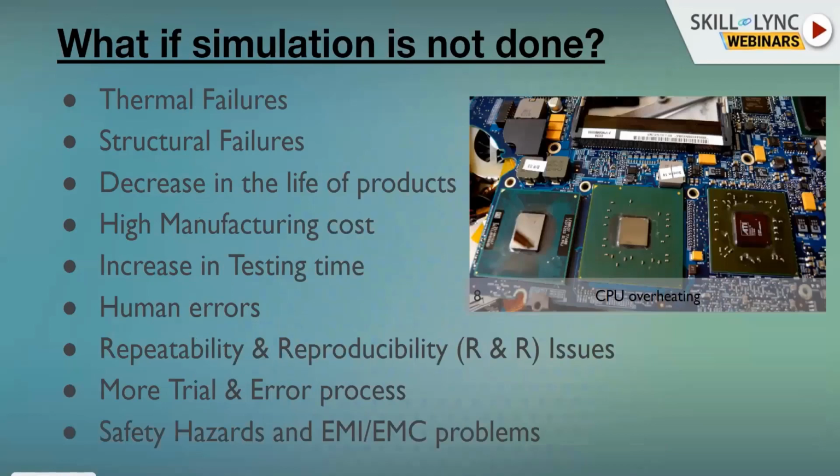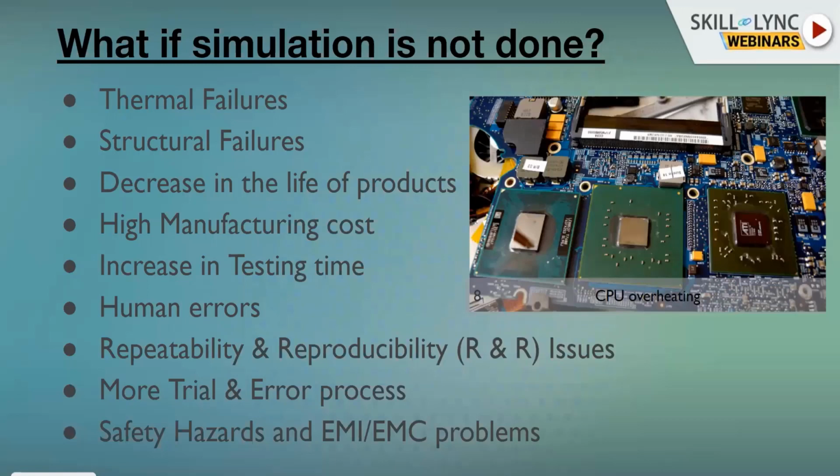Sai Suma. Okay. Coming to the point, what if simulation is not done? If you don't want to do a simulation, these are the listed things which will happen eventually. One, thermal failures, structural failures, decrease in the life of products, high manufacturing cost, because we are not doing any simulation.